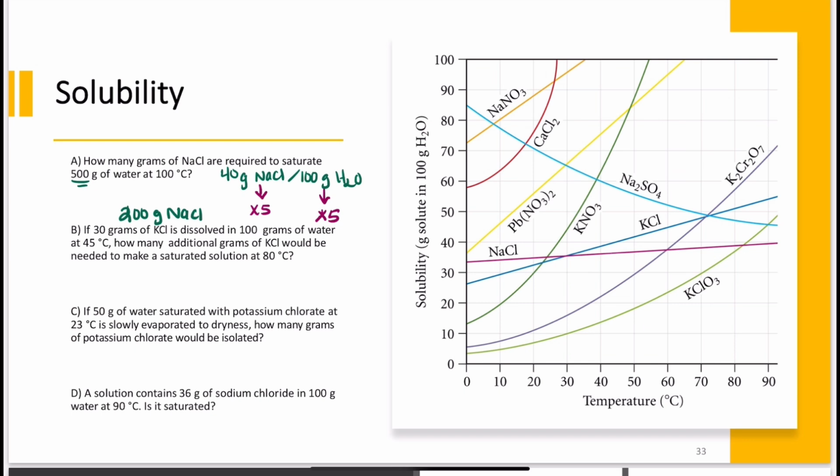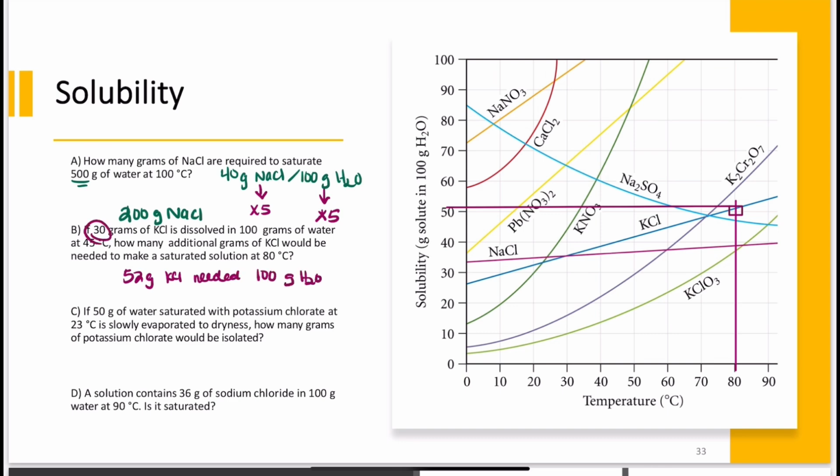So if I look at 80 degrees C, go up, and I see it's right here. Take that over, and it's just above 50. So say 51, 52, somewhere in there. Let's just say 52 grams. 52 grams are needed in 100 grams.